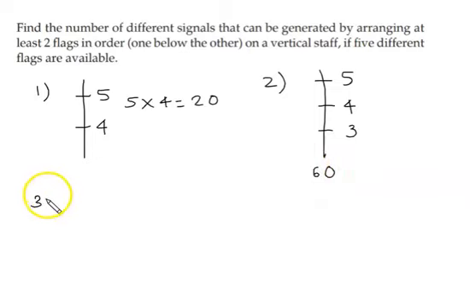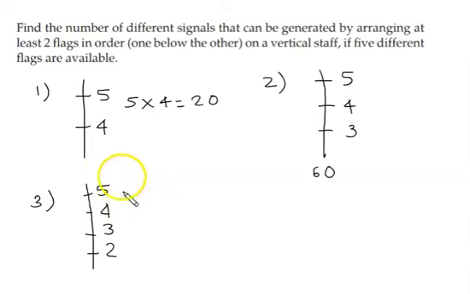Now coming to the third case, we could also have the vertical staff having four different flags. So when it has four different flags, the number of options are 5 for the first one, 4 for the second, 3 for the third, and 2 for the fourth one. So again, by using the fundamental principle of multiplication, the total number of ways would be 5 into 4, which is 20, 20 into 3 is 60, 60 into 2 is 120. So finally, for the third case, we are going to have 120 ways.